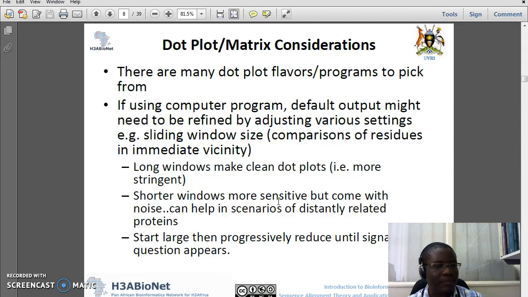Also, remember that it's good to strike a balance. Being too stringent is as bad as not being stringent at all. So when you're doing these variations in the settings, remember that you have to strike the correct balance.